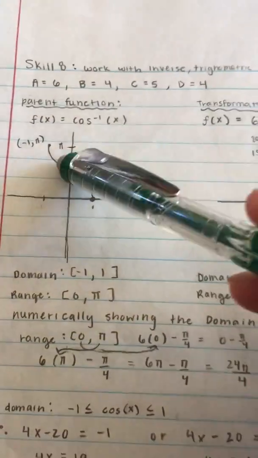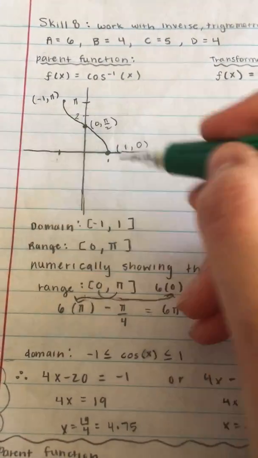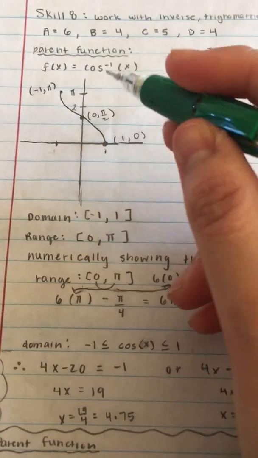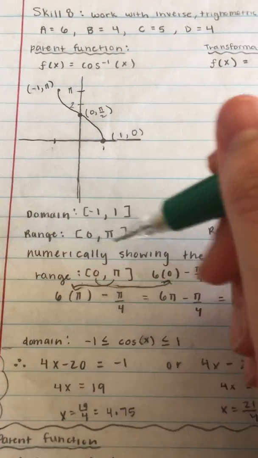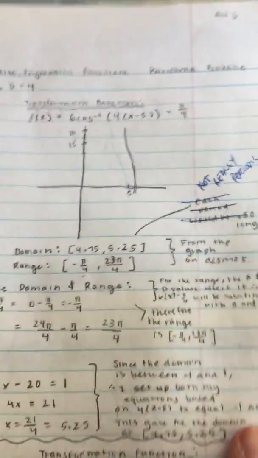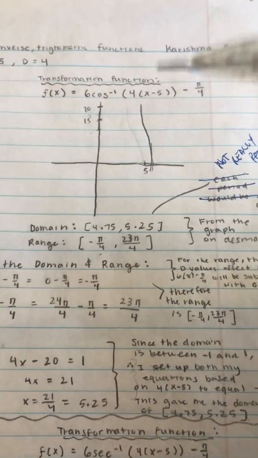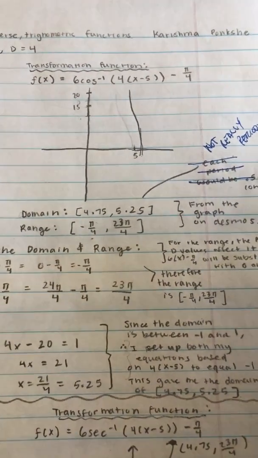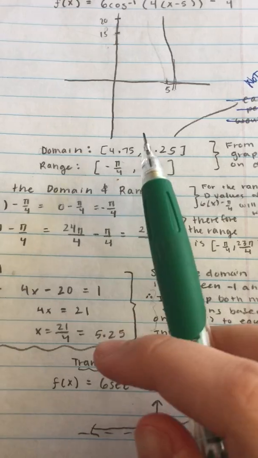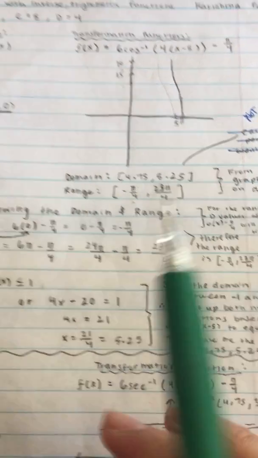So here's the parent function for the inverse cosine. As you can see, the domain is from -1 to 1, and this has brackets around it, and the range is from 0 to pi. Now here is the new translated or transformed cosine inverse function, and the domain for this is 4.75 to 5.25, and the range is -π/4 to 23π/4.